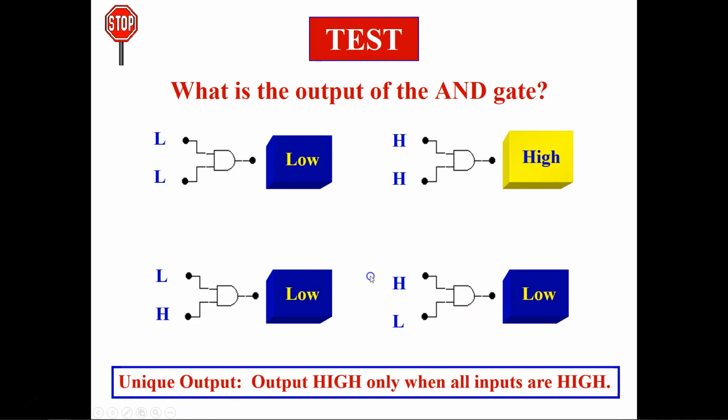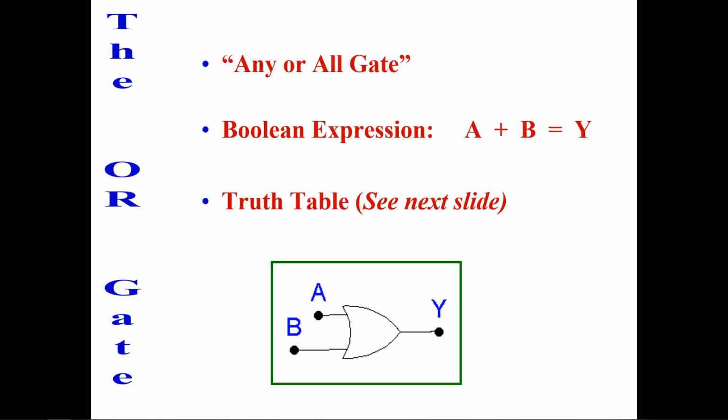Now next we have OR gate, and OR gate is also a basic logic gate, and the Boolean expression for OR gate is A plus B equals Y, where A and B, these two are the inputs and Y is the output.